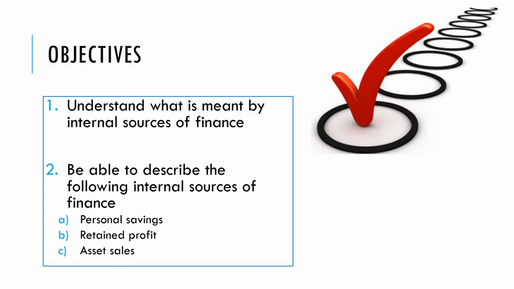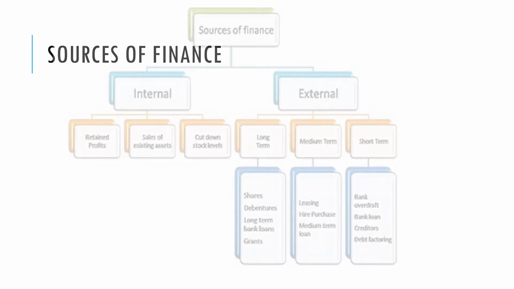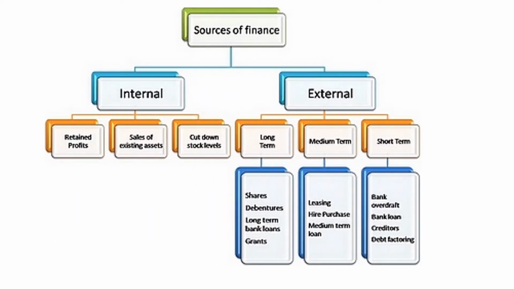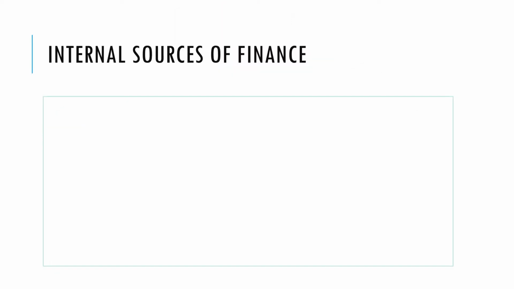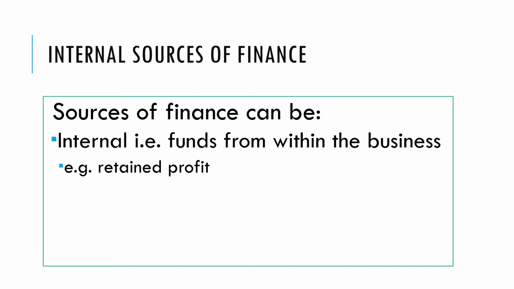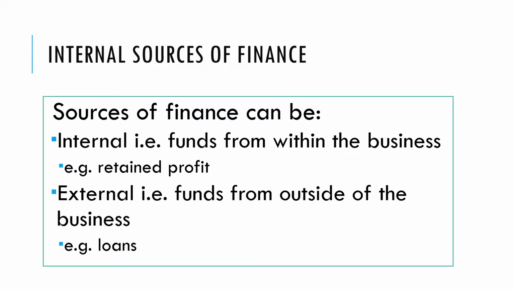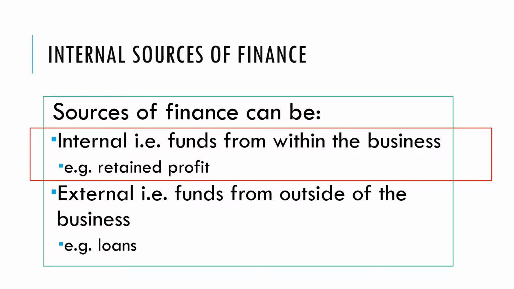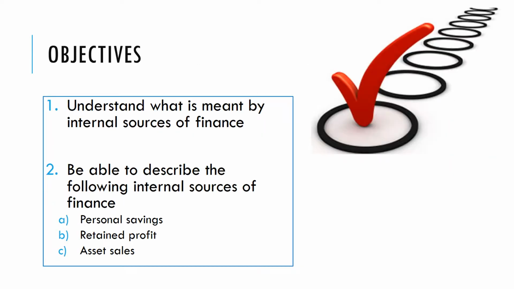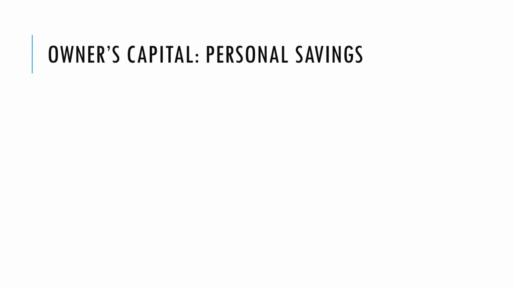asset sales. When considering sources of finance, there are two broad categories: internal and external. Internal sources of finance are funds from within the business, whereas external are funds that come from outside of the business. In this video, we're focusing on internal sources of finance, funds that come from within the business. Let's start to work through our three types of internal finance.